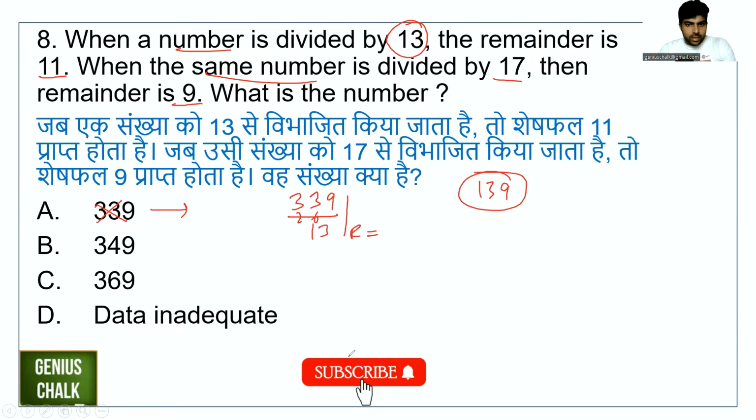Similarly, check the second. Obviously, if you check 339 by 17 also, this will not satisfy. 17 ones are 17. If you take the difference, that is 169, and 17 tens are 170. Again, not cancelling. So this is not clear. Go with the second option, 349.